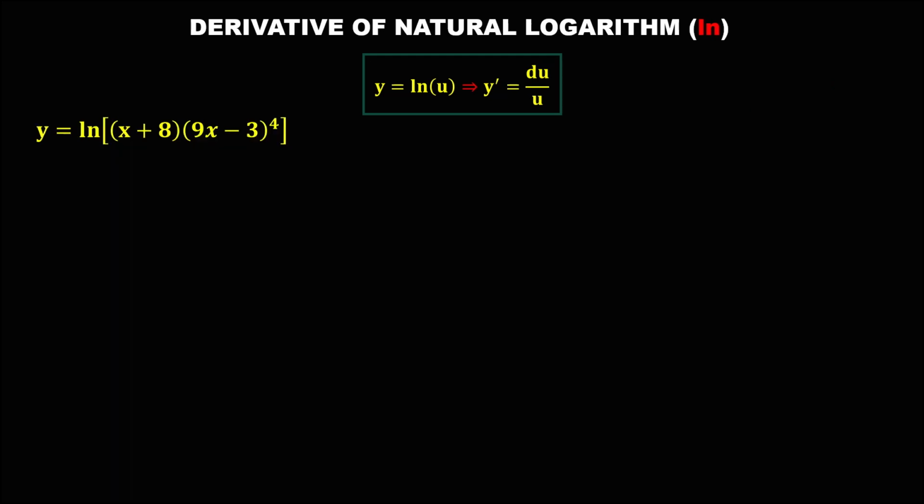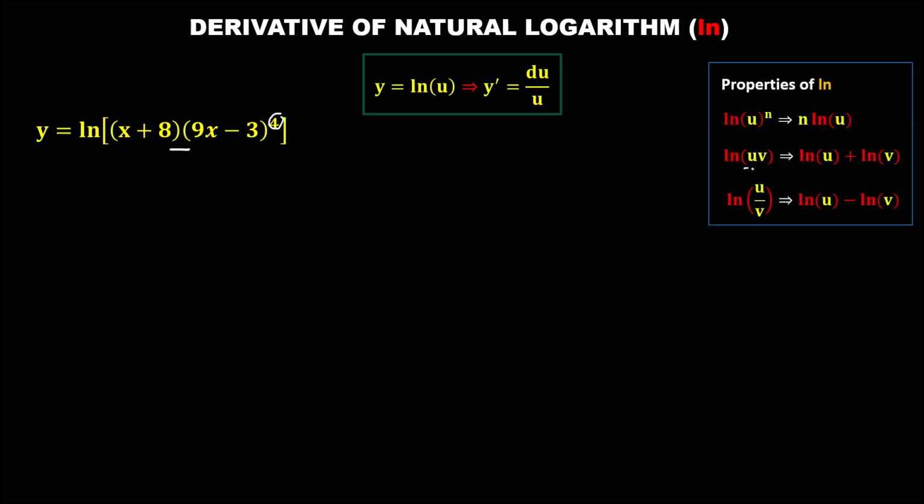Then for this given, so using the product property and the power property, so first, using the product property, that's ln u plus ln v. So this is u and this one is v. So this becomes y equals ln u, u is x plus 8, then plus ln v, v is 9x minus 3 to the power 4.